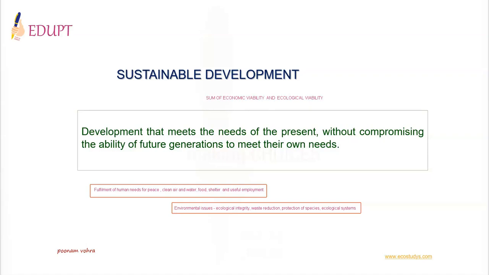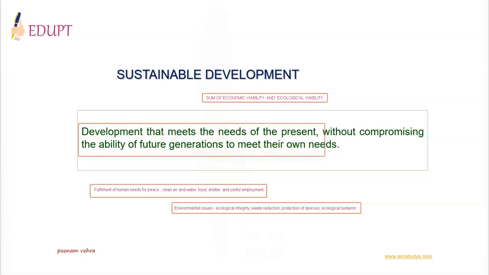It means that sustainable development is the sum of economic viability and ecological viability. That is, there has to be a judicious use of natural and human resources to achieve sustainable development in the changing environment. So, sustainable development is the development that meets the needs of the present without compromising the ability of future generations to meet their own needs.